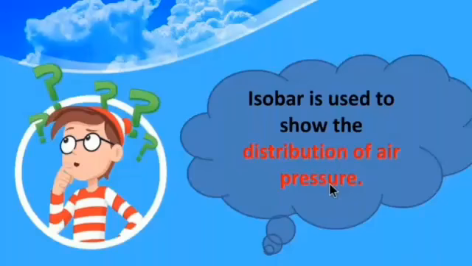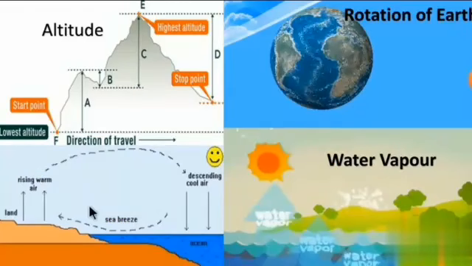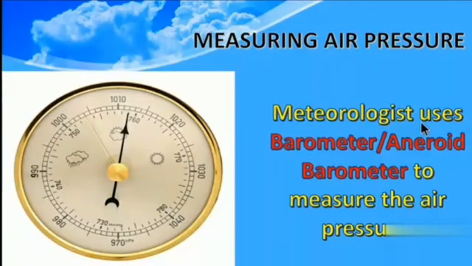Anticyclone. Okay. Next, isobar is used to show the distribution of air pressure. The distribution of air pressure is shown by an isobar. The distribution of atmospheric pressure is controlled by altitude, rotation of Earth, water vapor, air circulation, atmospheric storms, etc. Okay. These are the factors controlling the distribution of atmospheric pressure. Measuring air pressure: meteorologists use a barometer, an aneroid barometer, to measure air pressure. What is a barometer? Aneroid barometer.